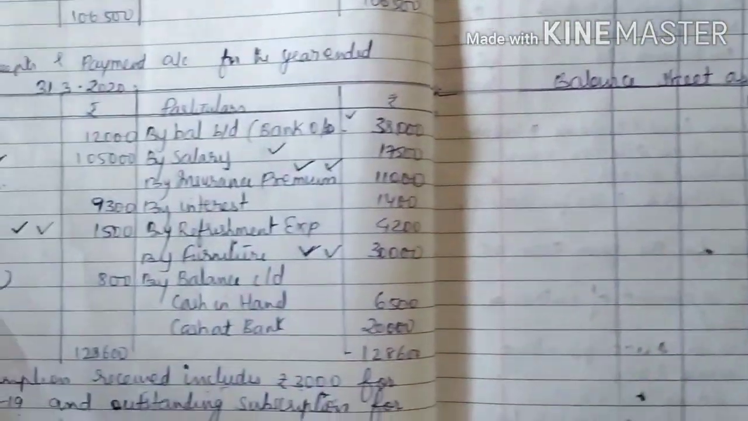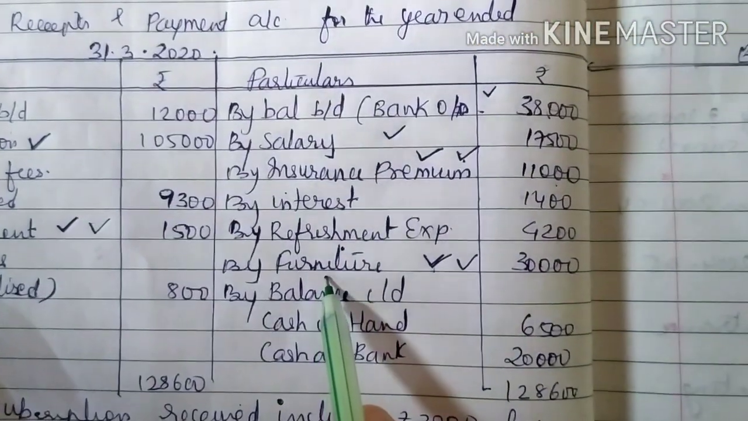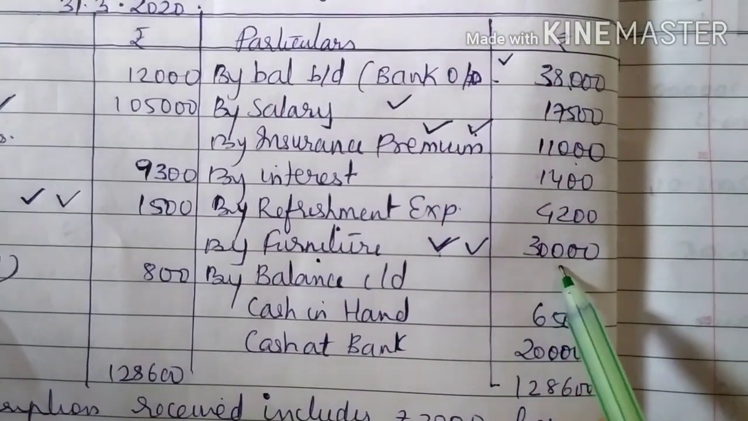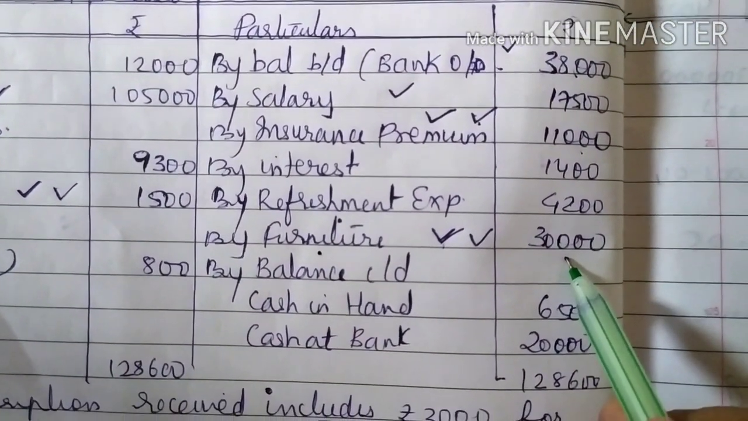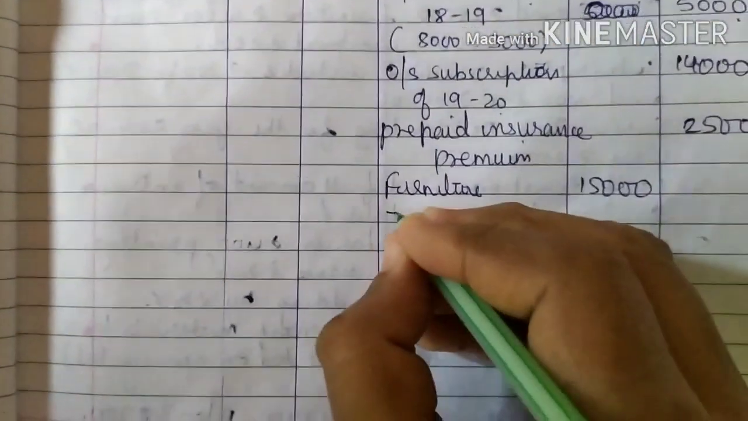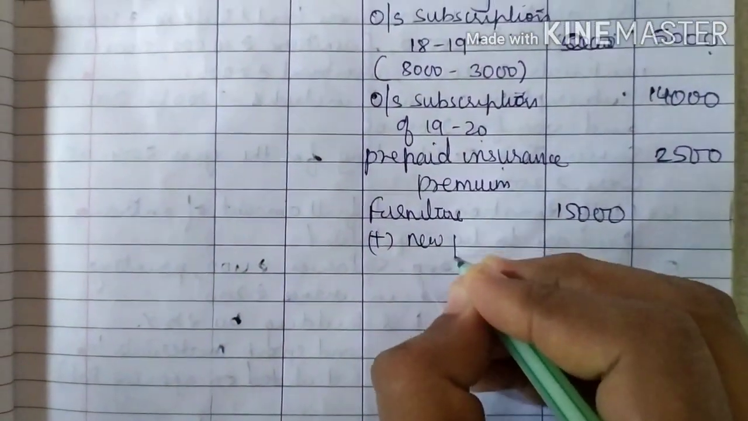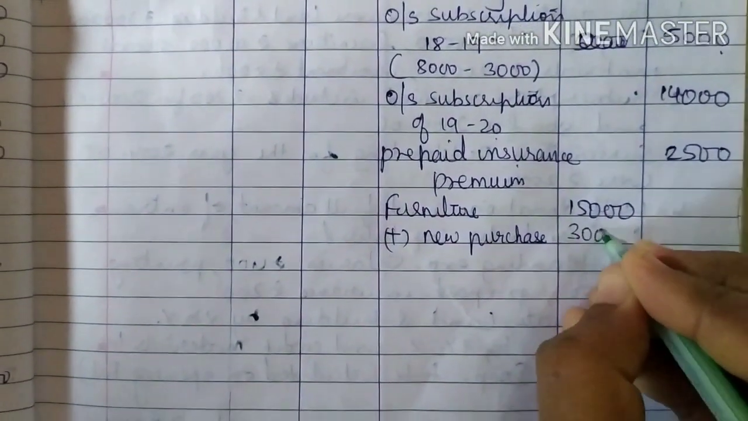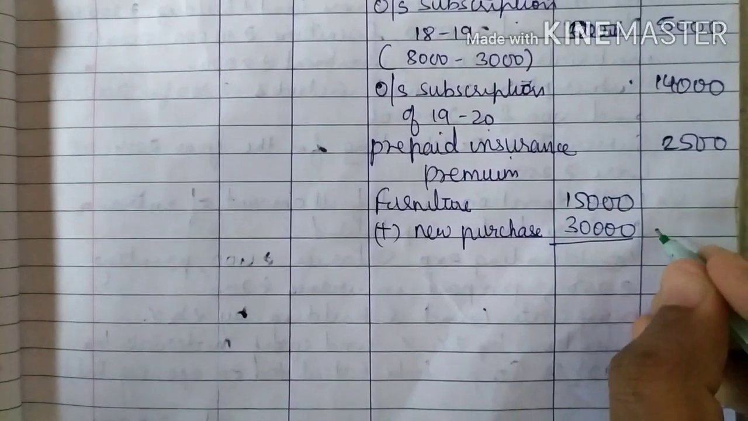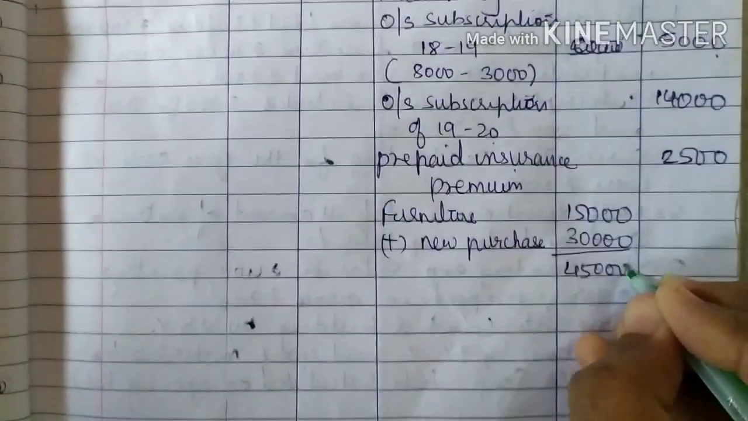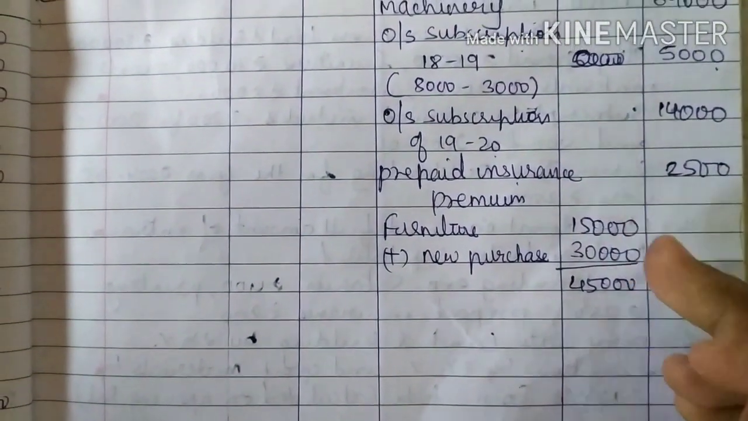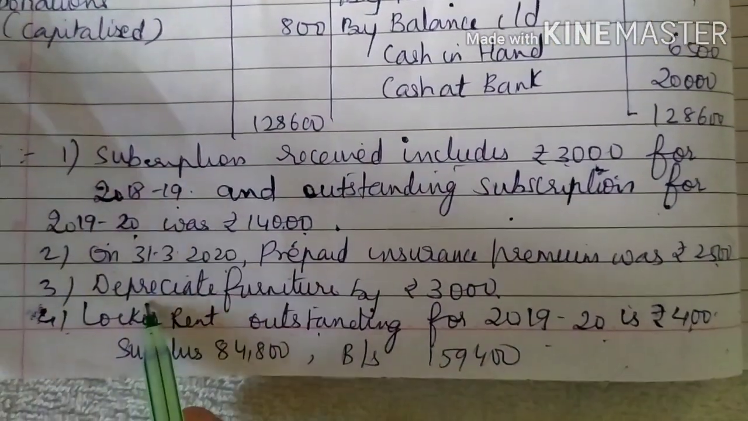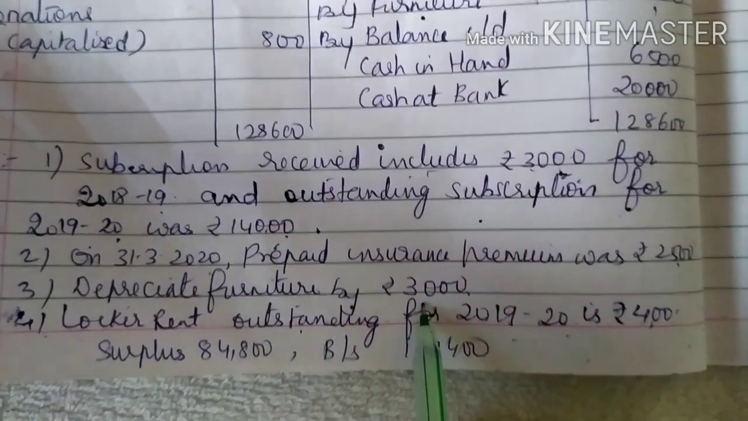Again, this year you have shown on payment side furniture, that means we have purchased furniture costing rupees 30,000. This is the furniture what you have purchased this year. So you will add here new purchase, 30,000. So 15,000 plus 30,000 will give you 45,000. Now see the adjustment over here is depreciate furniture by rupees 3,000.